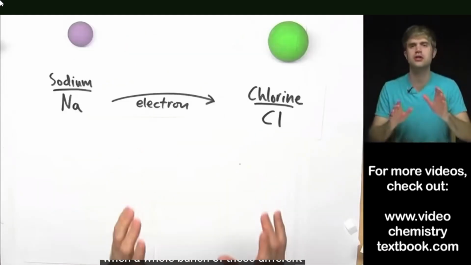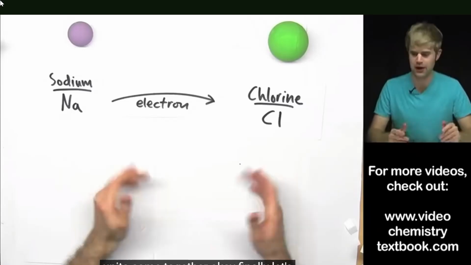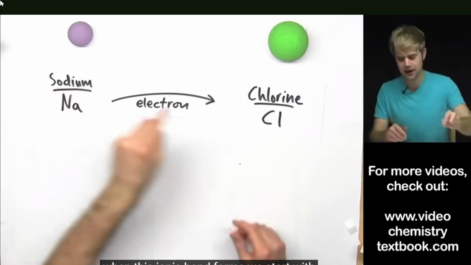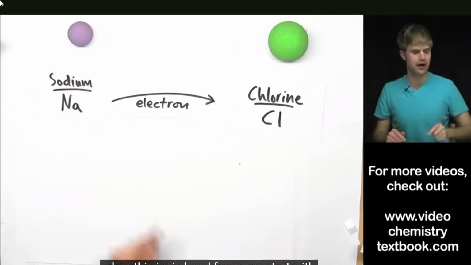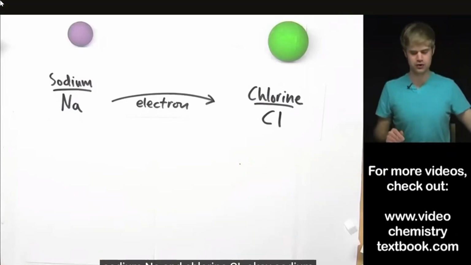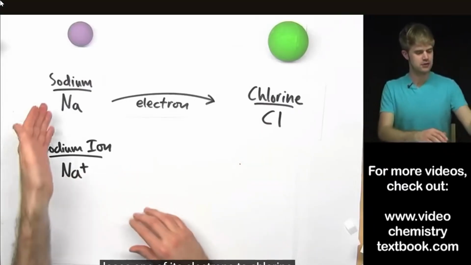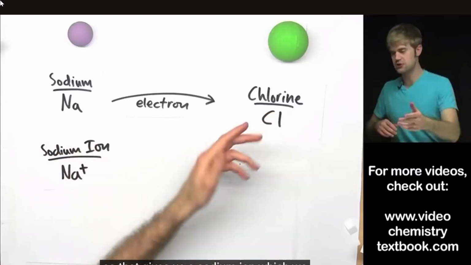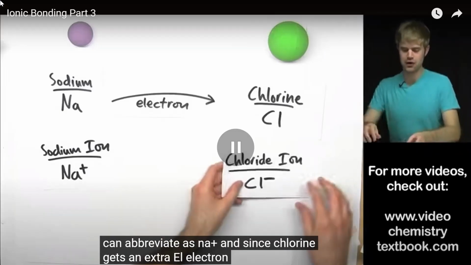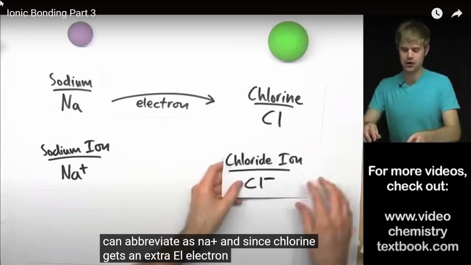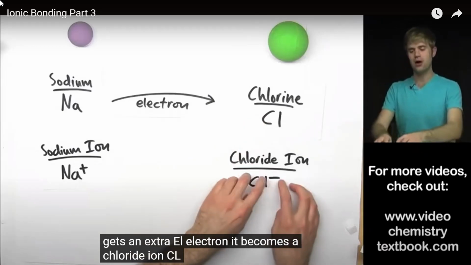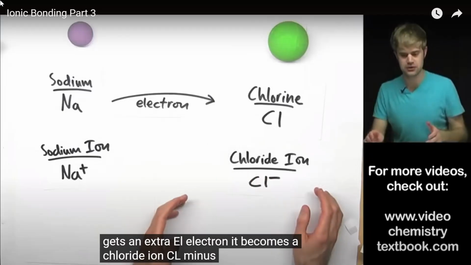Okay, finally, let's just talk naming really quickly. When this ionic bond forms, we start with sodium, Na, and chlorine, Cl. Sodium loses one of its electrons to chlorine, so that gives us a sodium ion, which we can abbreviate as Na+. And since chlorine gets an extra electron, what happens to the name? Ide. It becomes a chloride ion, Cl-. So you can fill in sodium ion and chloride ion.